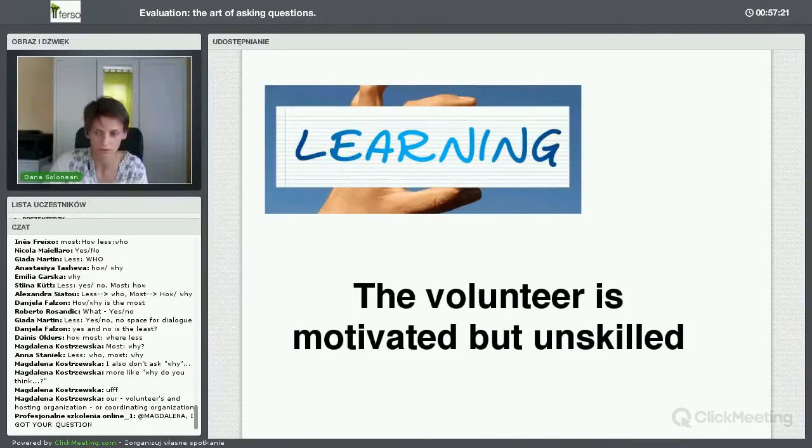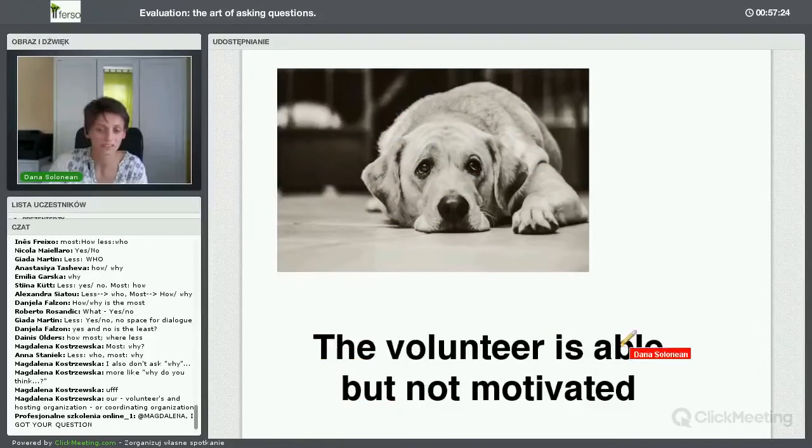Then we have the third situation, when the volunteer is able but not motivated. To this one, you have to find out why the motivation is lacking. And the main questions that you have to address when you see that the person is not motivated are: is he or she doing what was agreed to do? Is the task okay for him? Is he having enough power of decision? Is he free enough to implement his own ideas? Is the relationship working between him and the others he's supposed to work with?